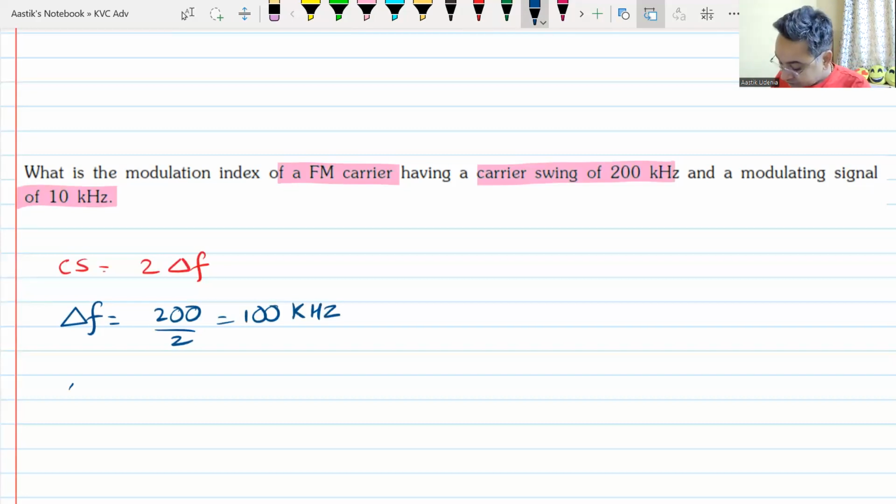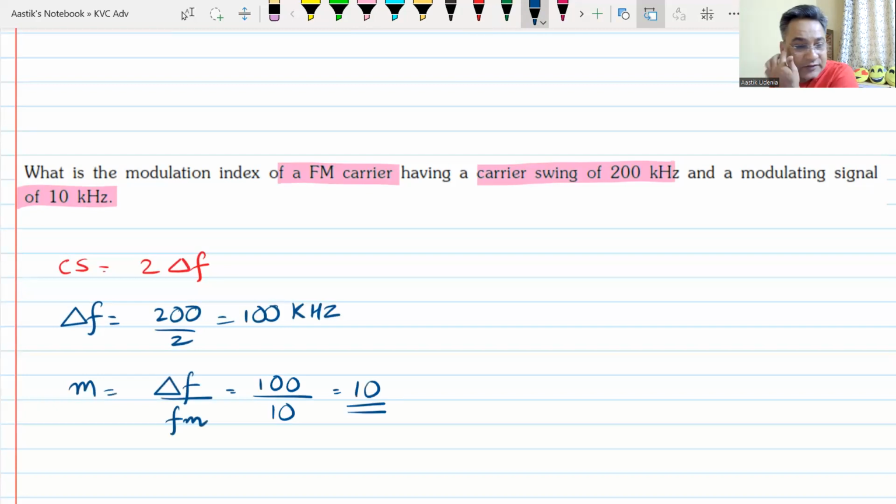Yes, sir. From here you can find the modulation index, which is the deviation divided by the modulating frequency. So it will be 100 divided by 10. The modulation index would be equal to 10. Do we understand how I have done this? Yes, sir. I'll give you a minute to note it down.